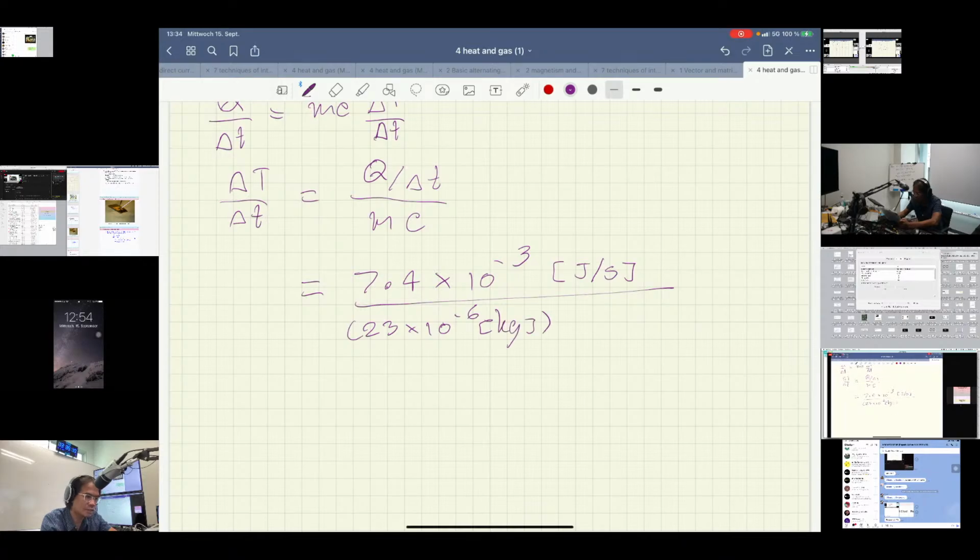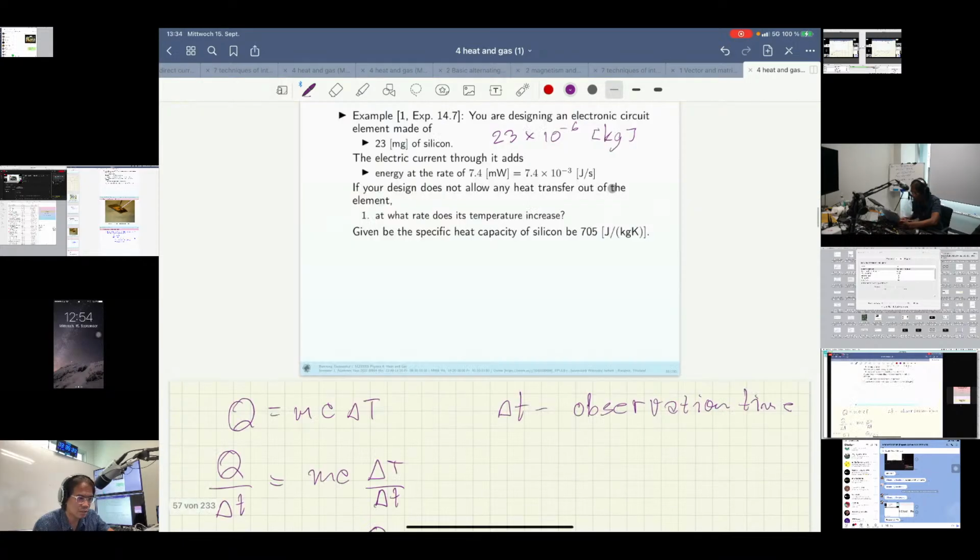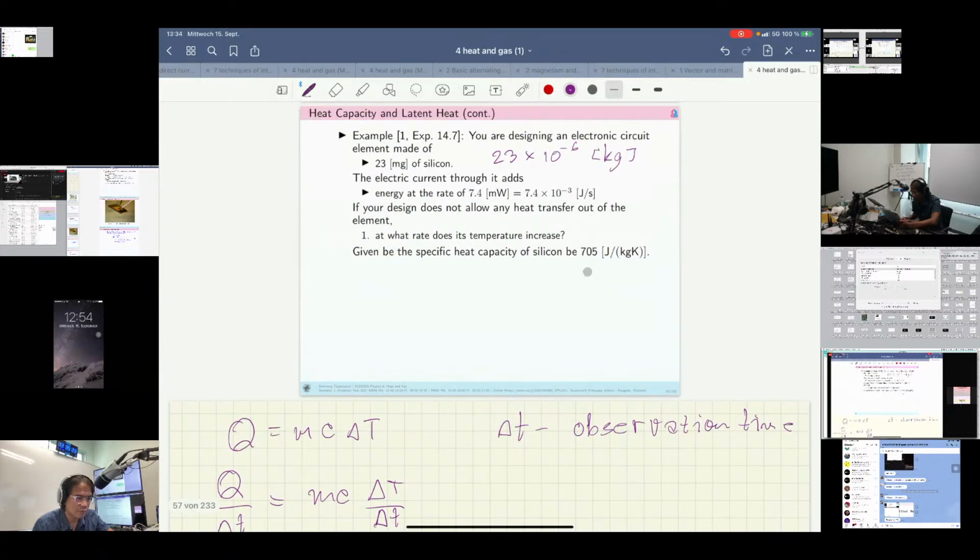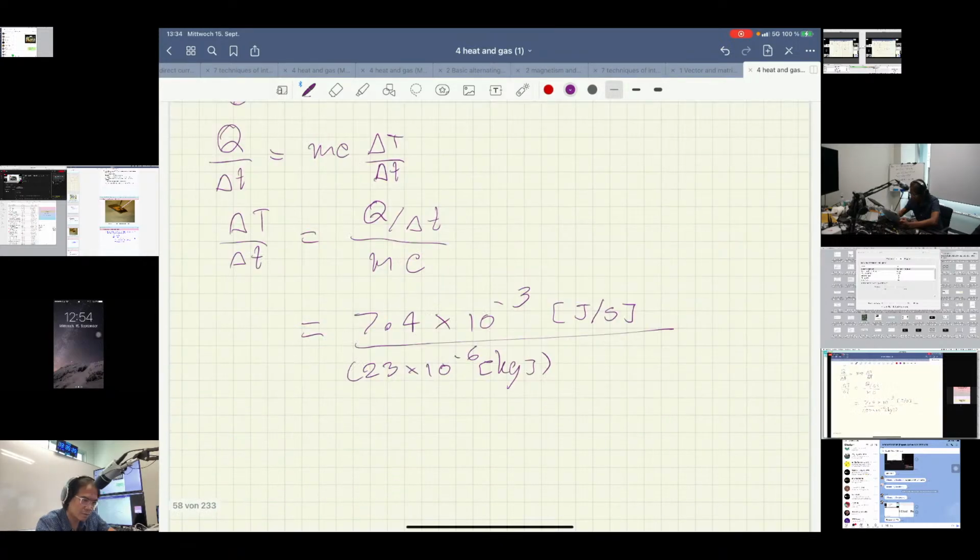And C, which is the specific heat of silicon, they have also provided: 705 joule per kilogram and Kelvin. Right there, and we get something like this.